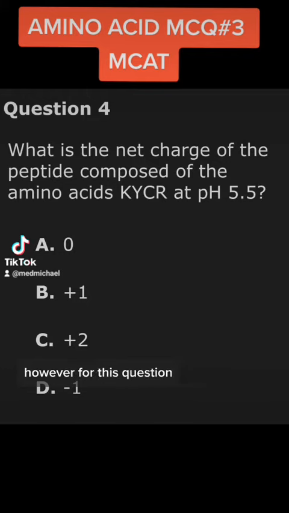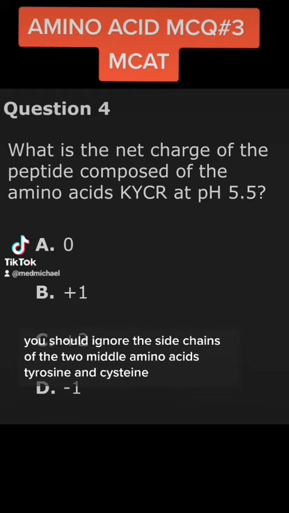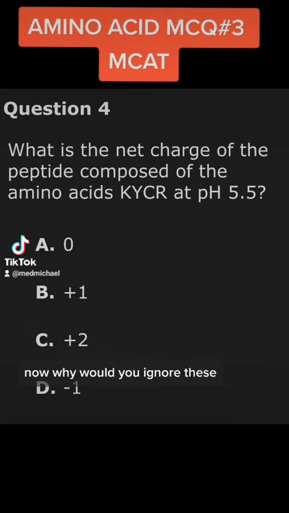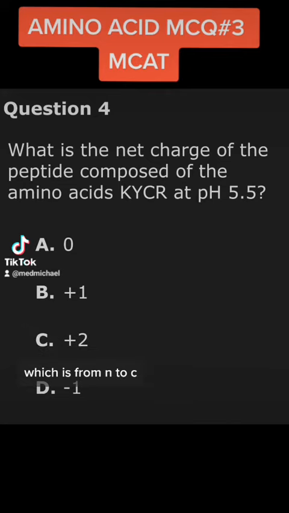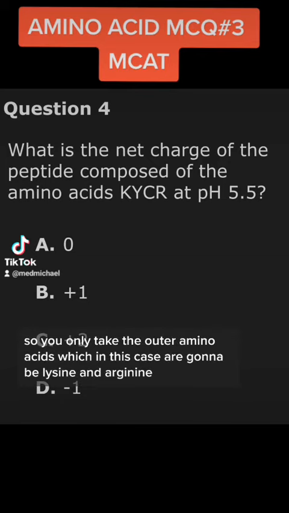arginine. However, for this question, you should ignore the side chains of the two middle amino acids, tyrosine and cysteine. Now, why would you ignore these? You're going to ignore these because they are not attached to a nitrogen or carboxy terminal, which is from N to C. The 5 to 3 end is how peptides are built. So you only take the outer amino acids, which in this case are going to be lysine and arginine.